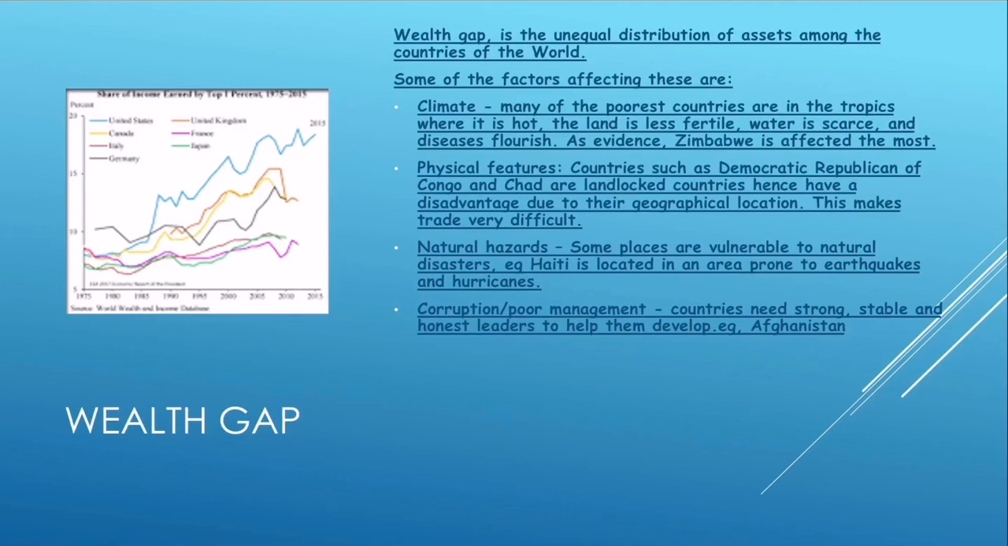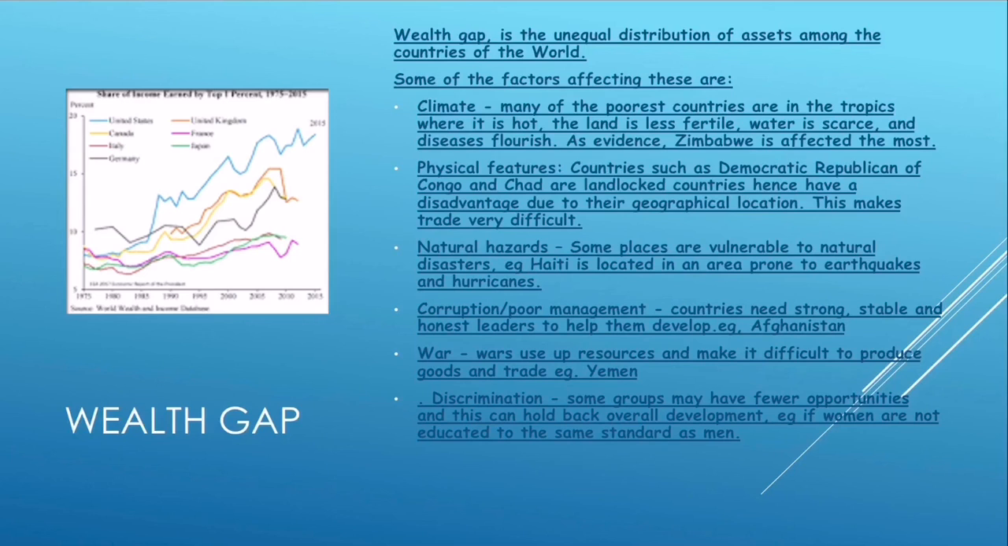Corruption, poor management: countries need strong, stable and honest leaders to help them develop. Example, Afghanistan. Wars: wars use up resources and make it difficult to produce goods and trade. Example, Yemen. Discrimination: some groups may have fewer opportunities and this can hold back overall development. Example, if women are not educated to the same standard as men.